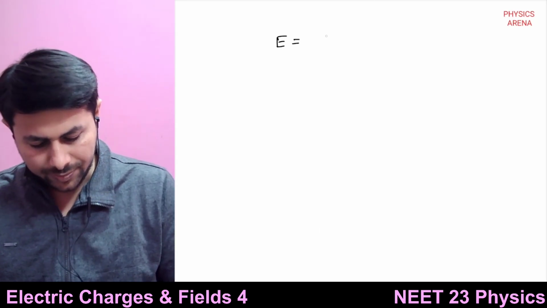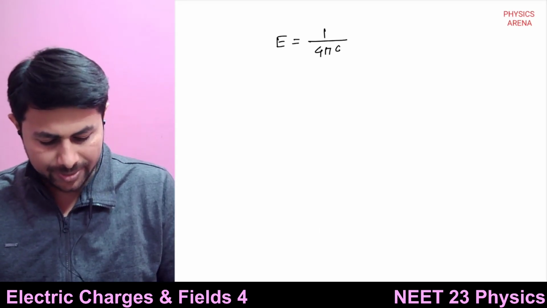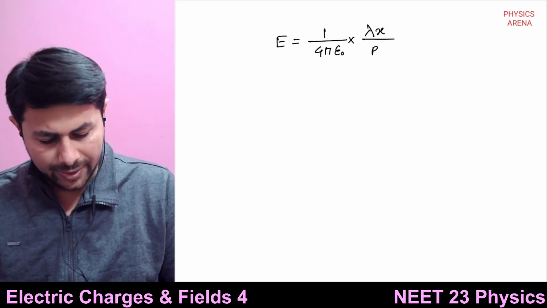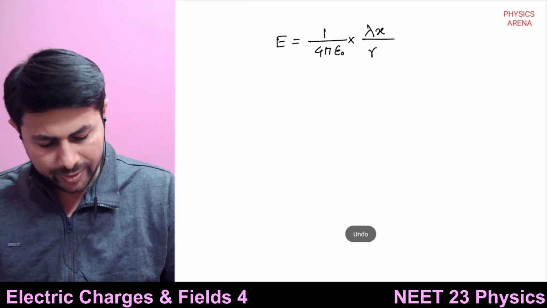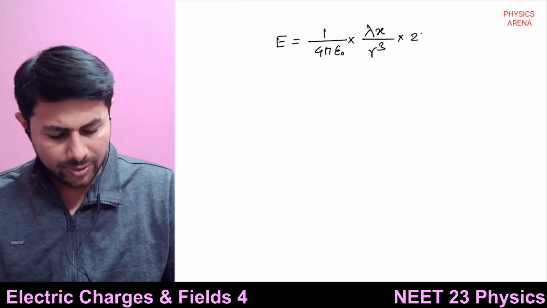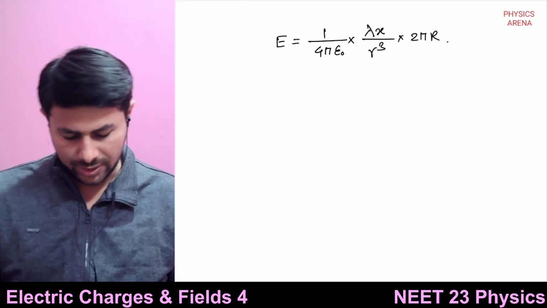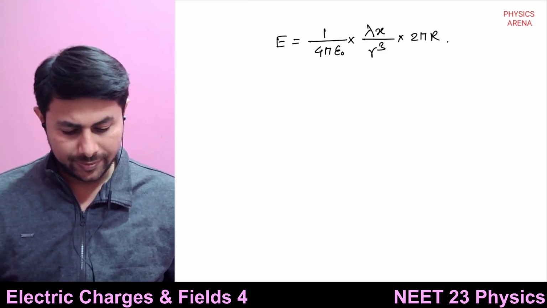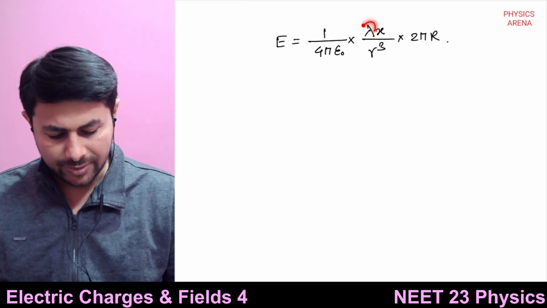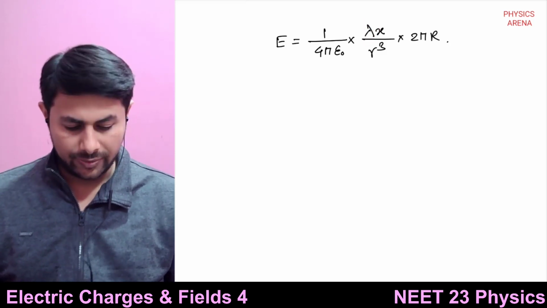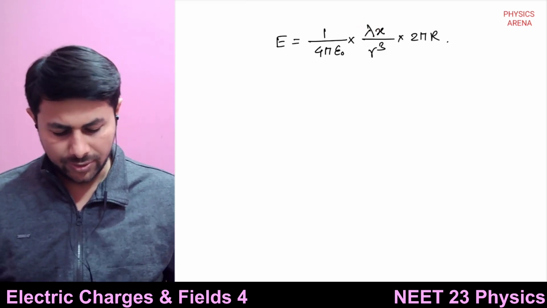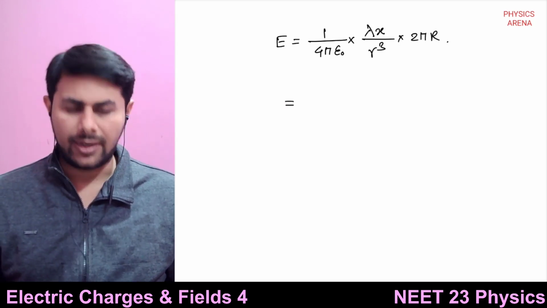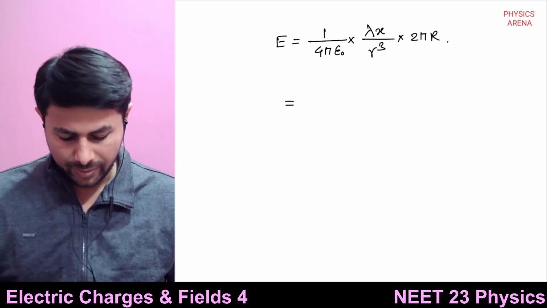So A is equal to 1 upon 4 pi epsilon naught multiplied by lambda x divided by, not this r, small r cube multiplied by 2 pi r. This is the electric field. Now some cancellations will happen, but before that we can substitute lambda, right? We can substitute lambda. So let's do this.